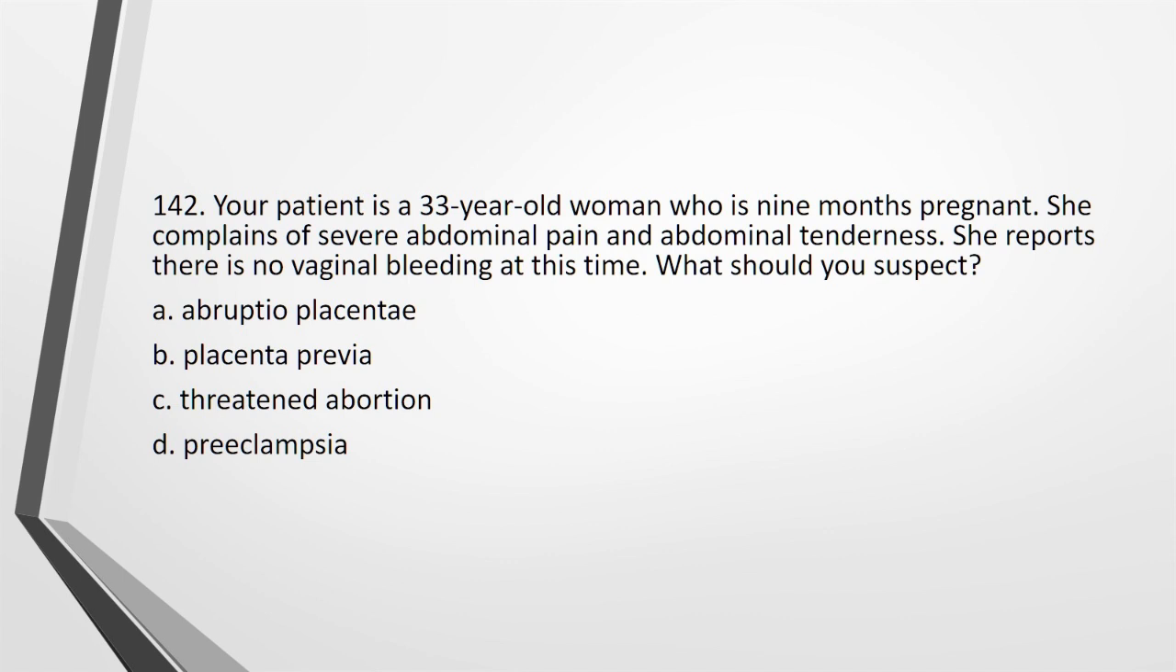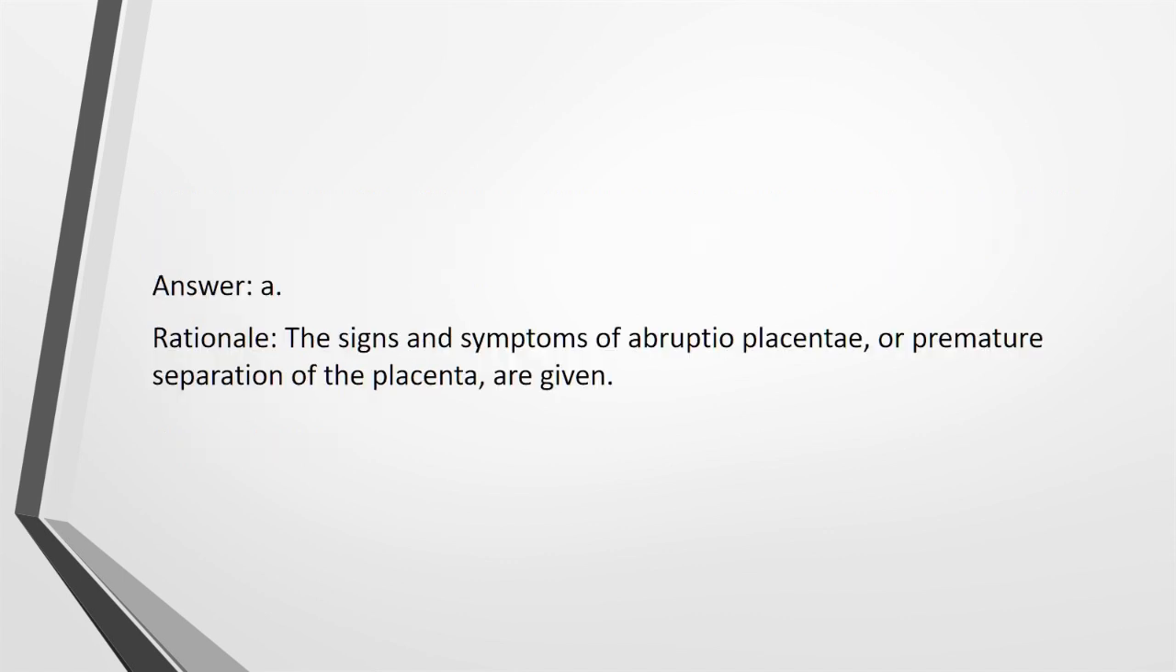She complains of severe abdominal pain and abdominal tenderness. She reports there is no vaginal bleeding at this time. What should you suspect? A. Abruptio placentae. B. Placenta previa. C. Threatened abortion. D. Preeclampsia. Answer A. Rationale. The signs and symptoms of abruptio placentae, or premature separation of the placenta, are given.